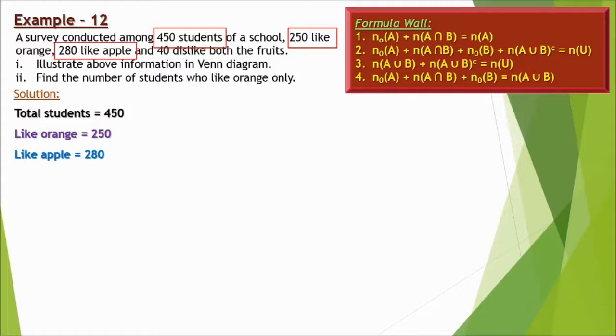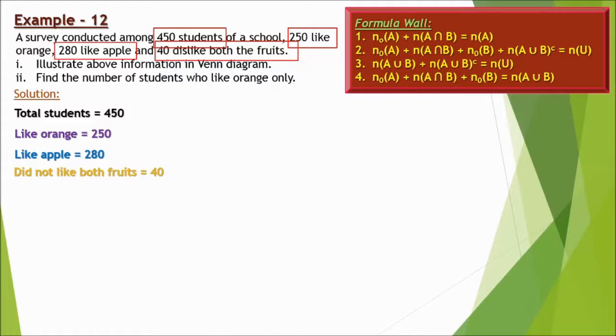40 dislike both, which means they are out of the circle. We're talking about pass, and if suddenly fail comes, then that is outside of the circle. If we were talking about like and dislike comes, that is outside of the circle. So did not like both fruits means it is outside of the circle. That is the complement. Outside of the circle means complement. 40 didn't like both fruits, that means they are outside of the circle.